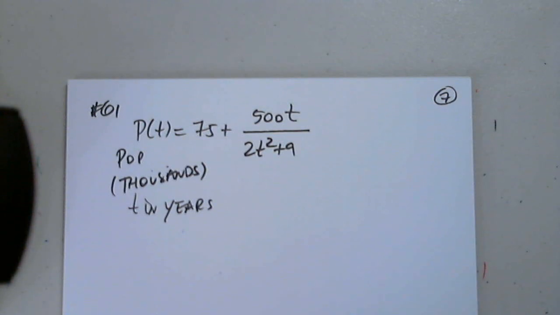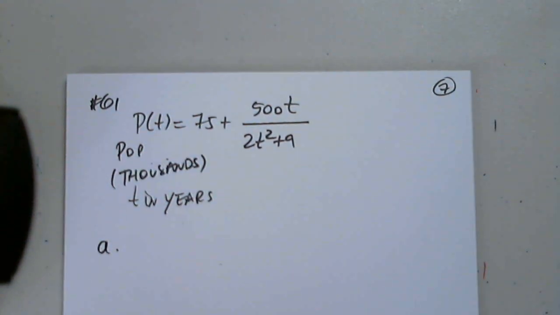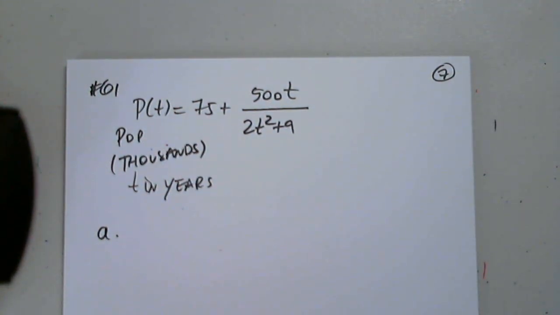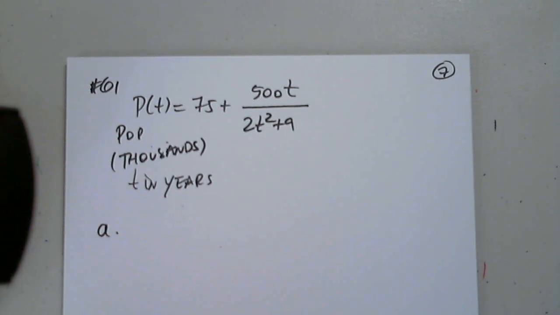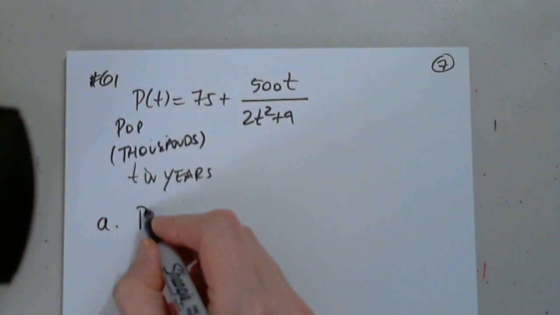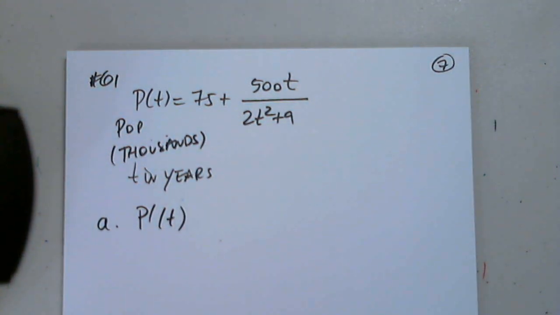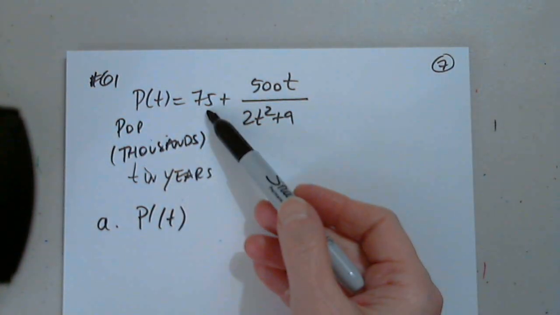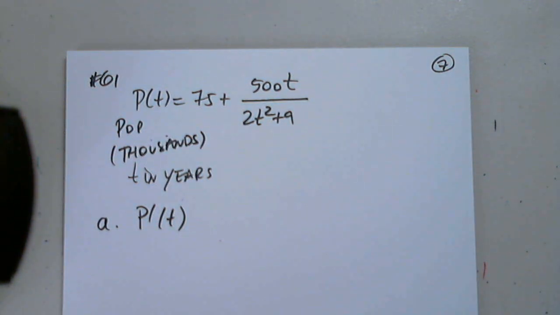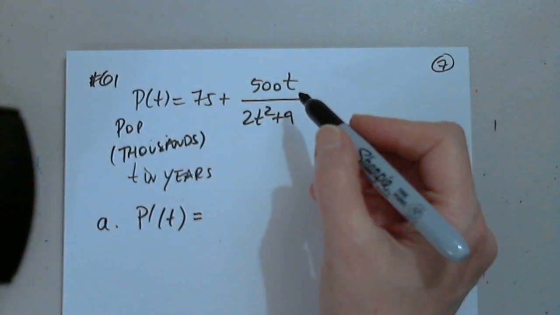Find the growth rate. What am I asked to find in part A if I'm asked to find the growth rate, which is the rate of change? The derivative. Absolutely. So I'm asked to find p prime of t. Excellent. So what is the derivative of 75? It's 0. Awesome, brilliant.